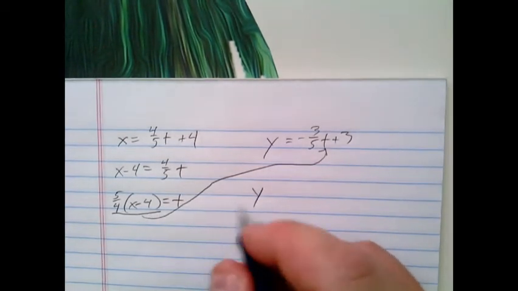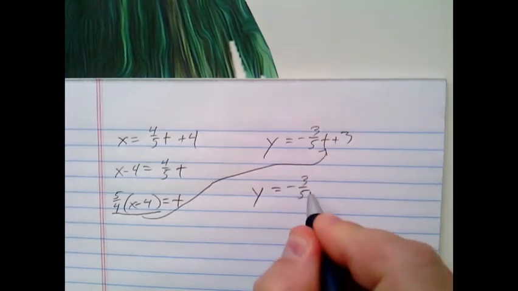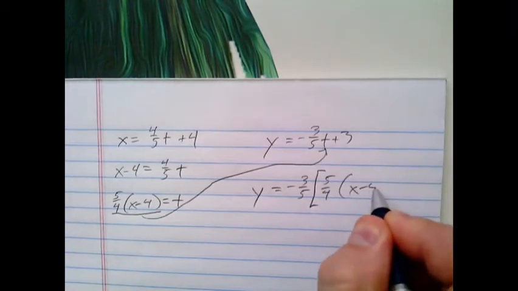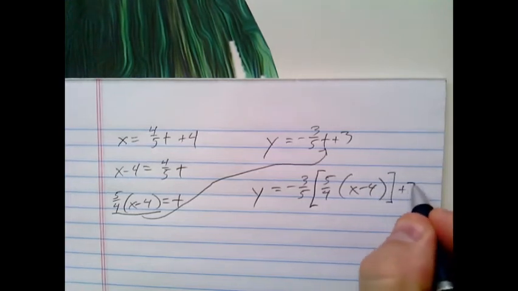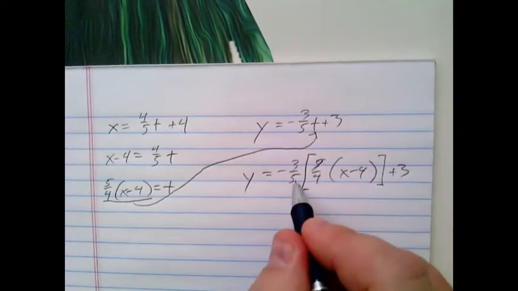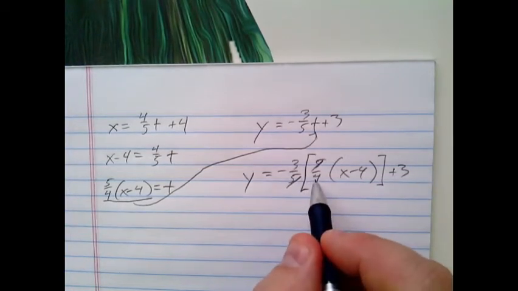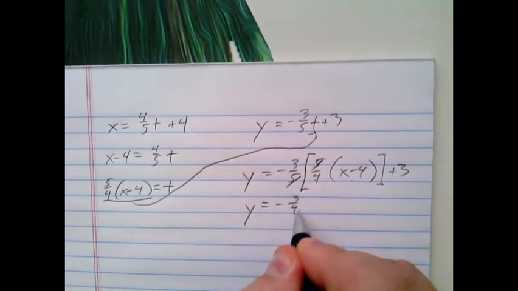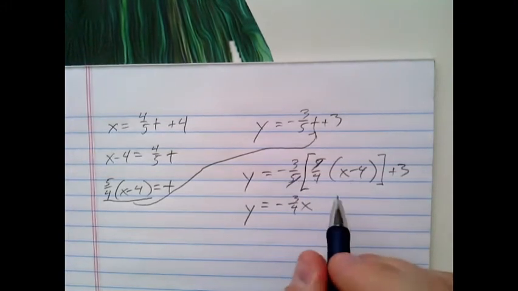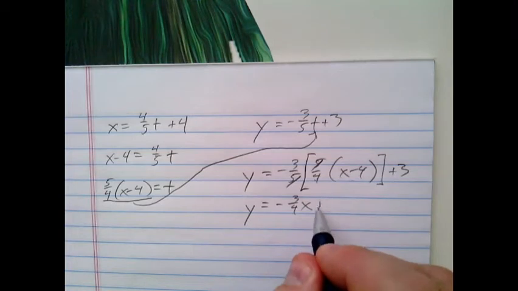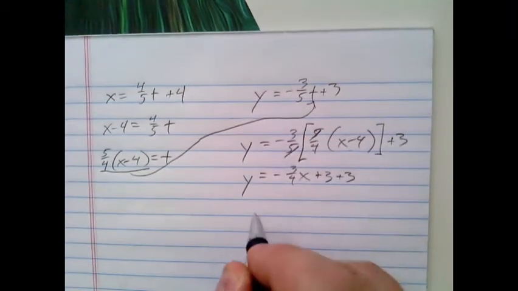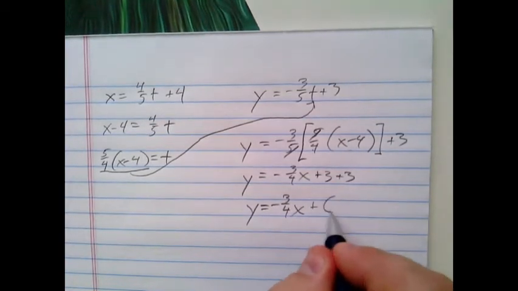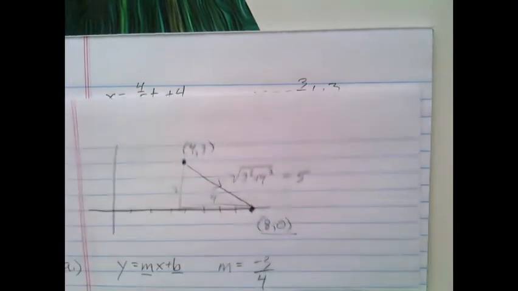So when I plug in 5/4 times (x minus 4), I get y equals negative 3/5 times 5/4 times (x minus 4) plus 3. Well, let me see. I can see those 5's canceling, and then a negative 3/4 would come through here, and I would get y equals negative 3/4 x. Negative 3/4 times negative 4 would be plus 3, but then there was also another plus 3. So I have y equals negative 3/4 x plus 6. And that is where we started.